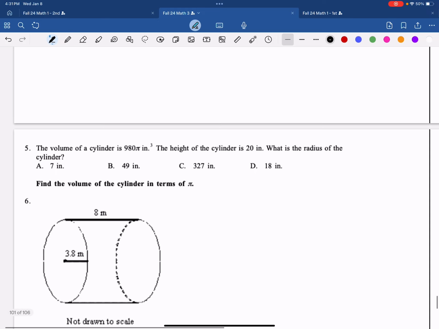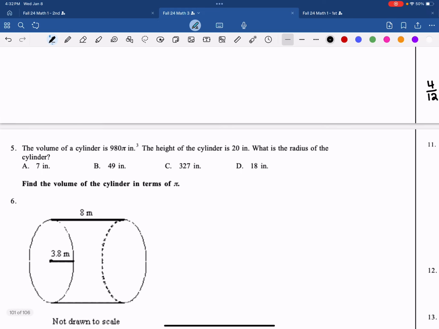All right, so looking at number 5, it says the volume of a cylinder. So remember, a cylinder is a prism essentially, but it has circles as its bases. So when we look at our cylinder, think about a can or something like that. It has circle bases, okay? So it already tells me that the volume of my cylinder is 980 pi. It tells me the height of my cylinder is 20 inches.